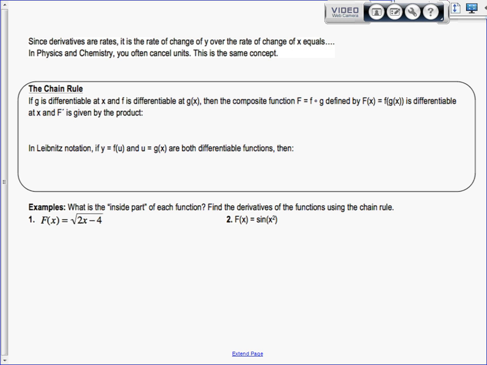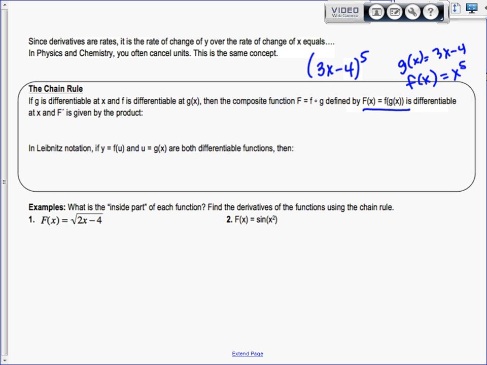Okay, so it says the chain rule. If g is differentiable at x and f is differentiable at g, then let's say we have some kind of composition of a function. So we have f of g of x. We have a function, and inside that function is another function. For instance, that's like what we had, the 3x minus 4 to the 5th. Your inside function is the 3x minus 4. Your outer function that you're plugging it into is x to the 5th.